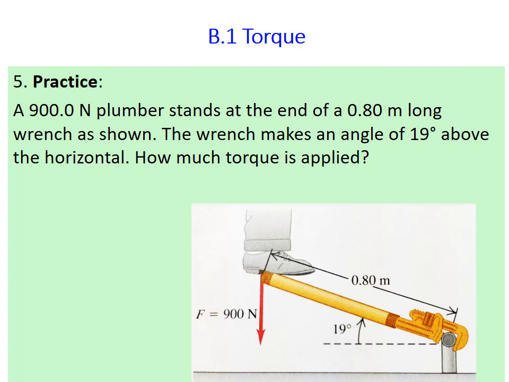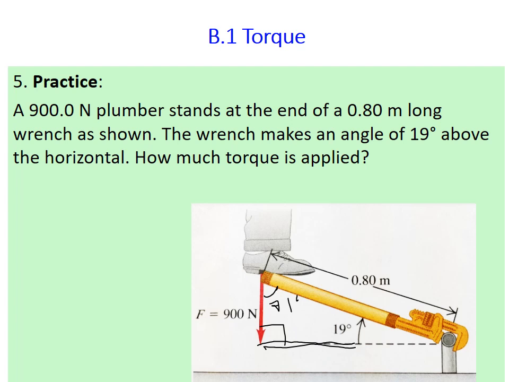Practice number 5. A 900 Newton plumber stands at the end of a 0.8 meter long wrench as shown. The wrench makes an angle of 19 degrees above the horizontal. How much torque is applied? So this is a problem I borrowed from my university physics textbook, but you can definitely do it. It's just like the problem before. Notice that the weight and the angle above the horizontal kind of form a right triangle. So if I extend this dashed line, you can see very clearly this is a right triangle. All the angles in a right triangle sum to be 180. So this angle up here has to be 71 degrees.